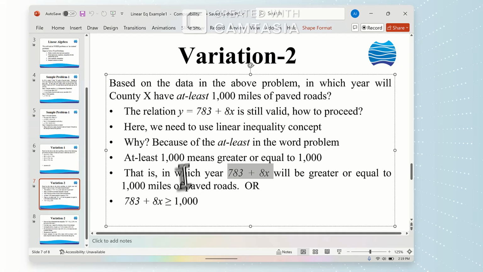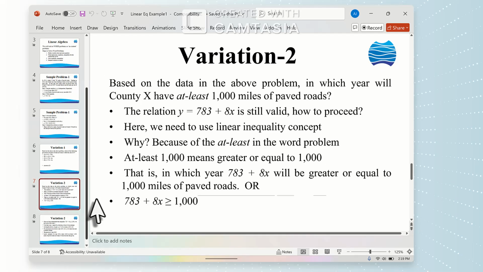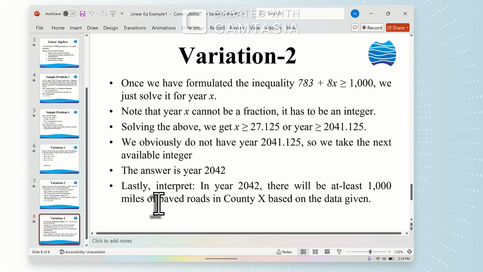All right, so this entire statement we can write in the form of this inequality: 783 plus 8x is at least 1000, that is, greater than or equal to 1000. Which year will it happen? Once we have this inequality, we can find the value of x, which will give the year. Now x cannot be a fraction, it has to be an integer because a year is an integer. We can solve it and find that x is greater than or equal to 27.125, or the year 2041.125.